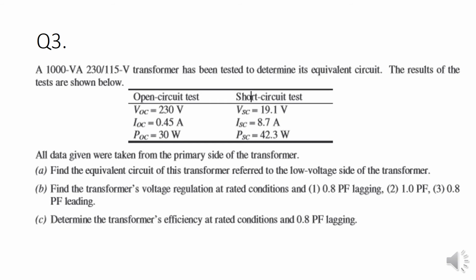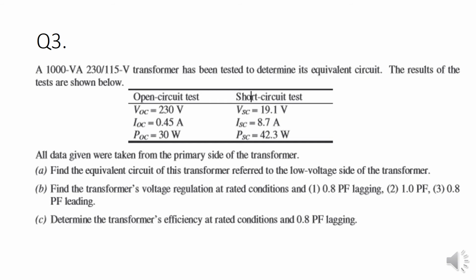If we recall what we have learned previously, the open circuit test means we open circuit the load. When we open circuit the load, there won't be current going through the load. That means the total current will be going through RC and XM, which is the excitation branch. Therefore we can find RC and XM using open circuit test data.